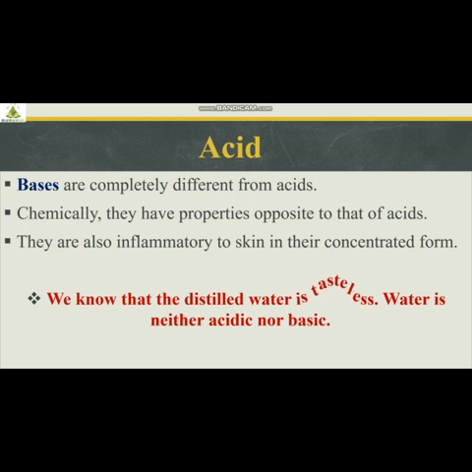Okay, we all know that the distilled water is tasteless. Yes, we know the process of distillation from lower classes. We have learned the distillation process. So distilled water is tasteless. So water is neither acidic nor basic. Very, very important property. Okay, water is neither acidic nor basic.